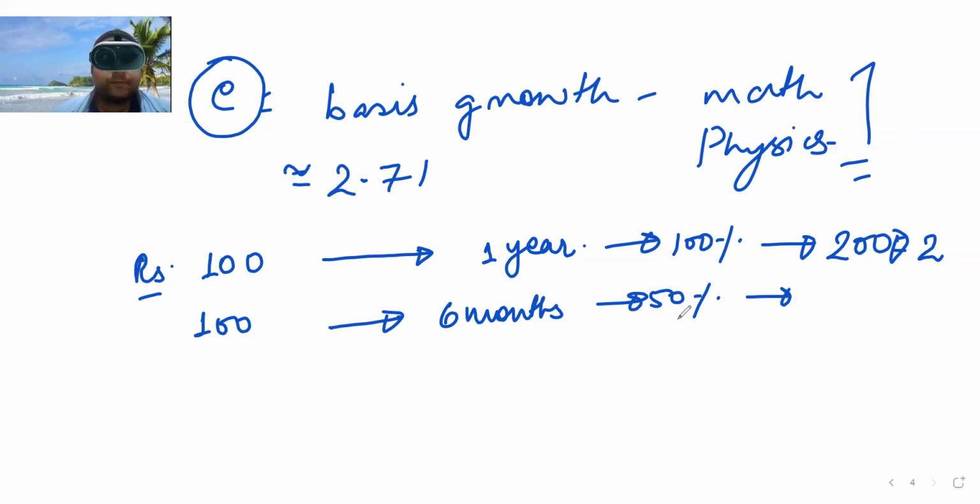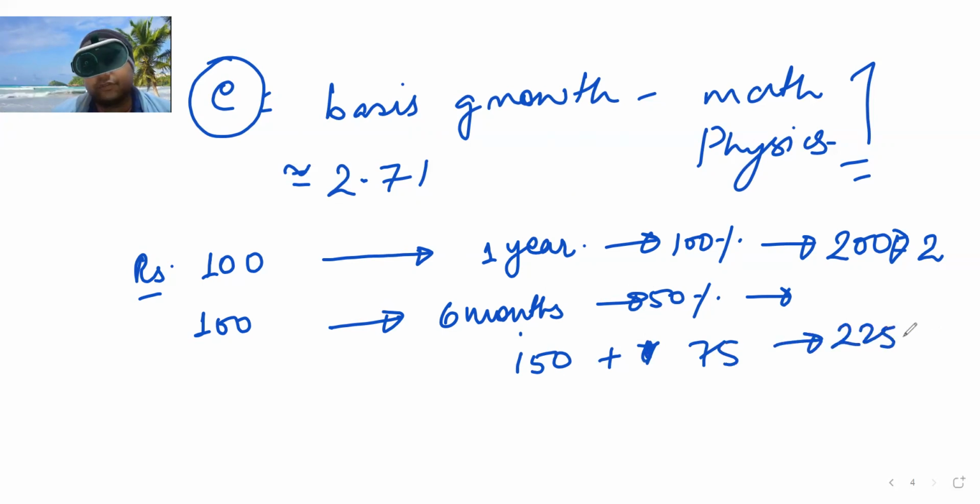Let's see for ourselves. We put 100 rupees. At the end of the first 6 months, we make 50, so we make 150. And then for the next 6 months, we make 50% of this 150, which is 75. So how much do we make at the end of it? We make 225. So what is our rate of growth now? It's 2.25.